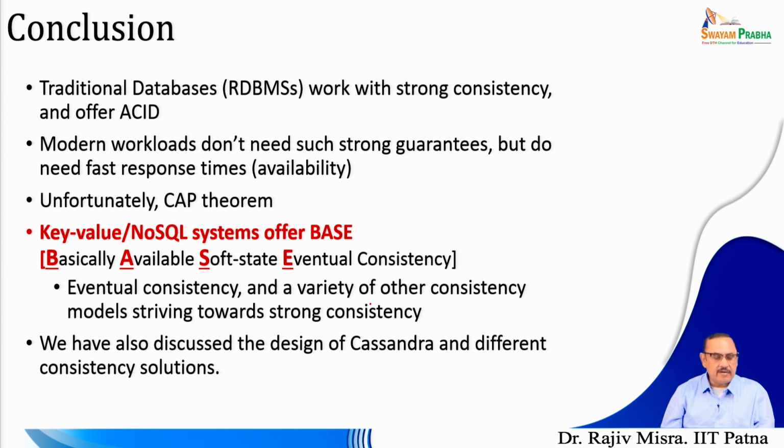Conclusion. So, in the traditional databases, that is RDBMS with strong consistency, offer the ACID properties, but modern workloads, let us say IoT applications, do not need such strong guarantees, but do need fast response, that is availability and latency sensitivity. So, unfortunately, the CAP theorem is there in the cloud and edge systems to be effective, and this particular CAP theorem influences the design of a key value or a NoSQL system to offer not the ACID properties, but the BASE properties, that is basically available soft state eventual consistency.